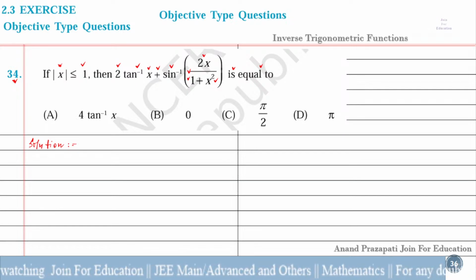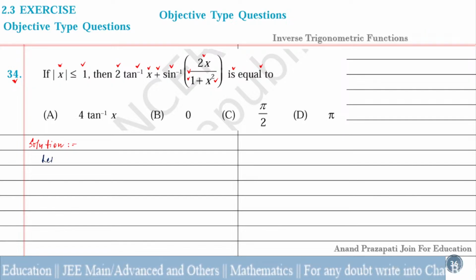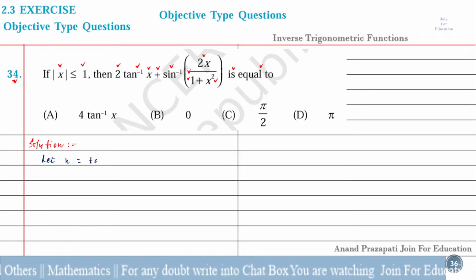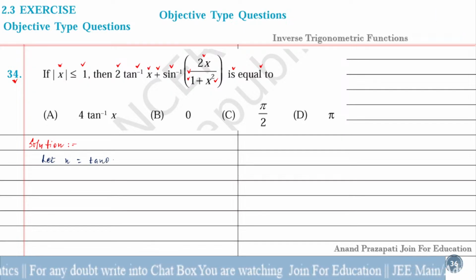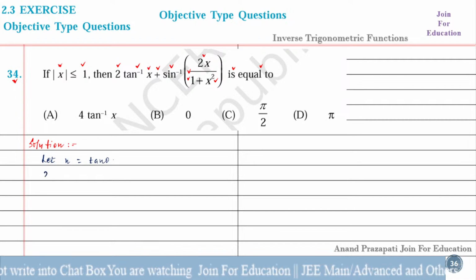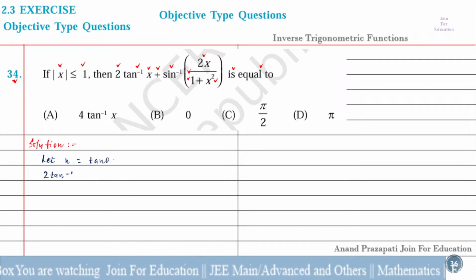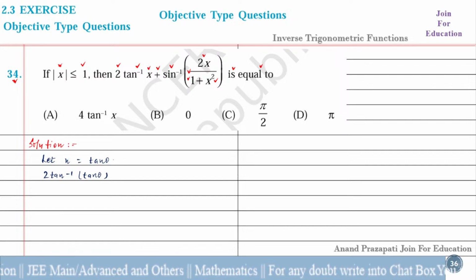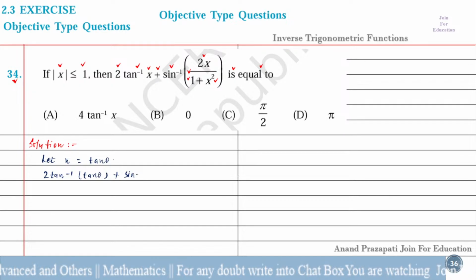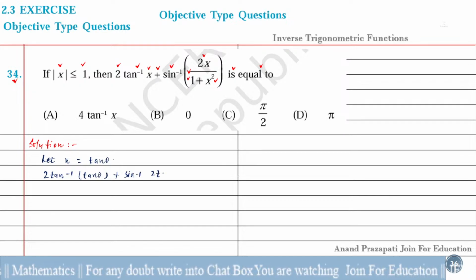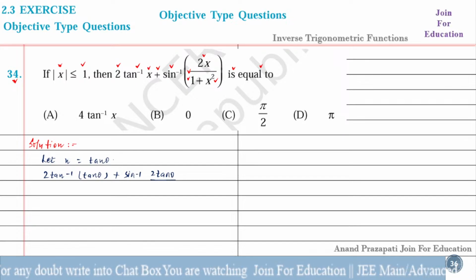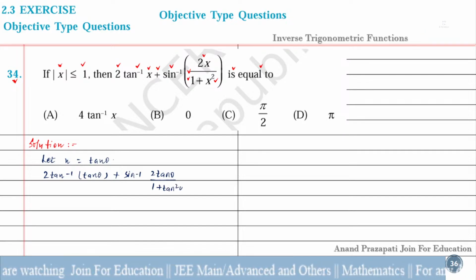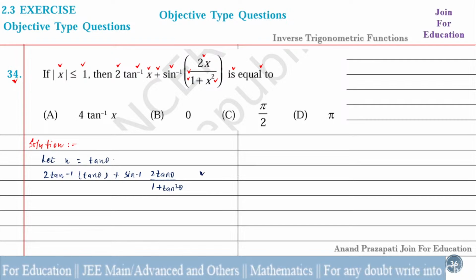Let x equal tan theta. Therefore, the form of the question will be 2 tan inverse tan theta plus sin inverse of 2 tan theta by 1 plus tan square theta. Hope that there is no problem understanding up to this step.